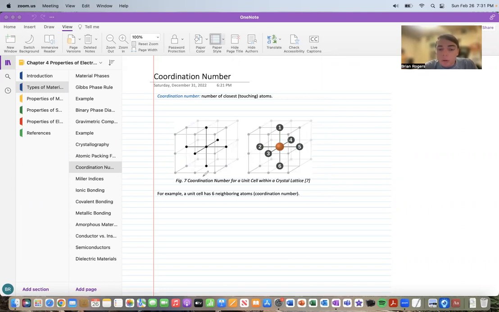For a unit cell, because that's what we have, just our basic unit cell here, it's not body-centered cubic, it's not face-centered cubic or anything. Right now, we're just working with our simple cubic. You're going to notice it has 6 neighboring atoms, just like we counted there.